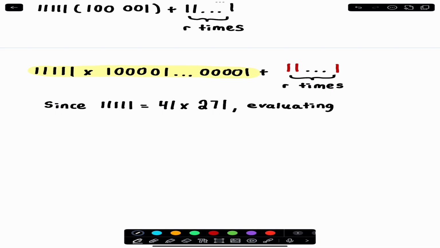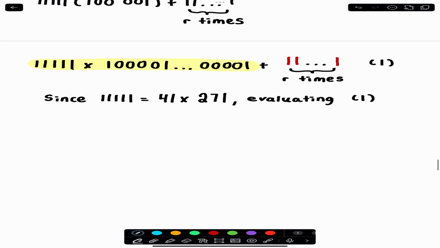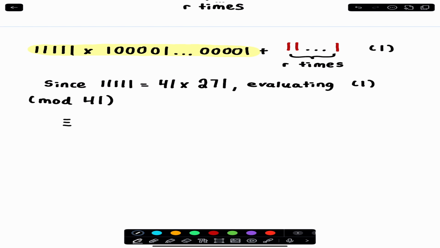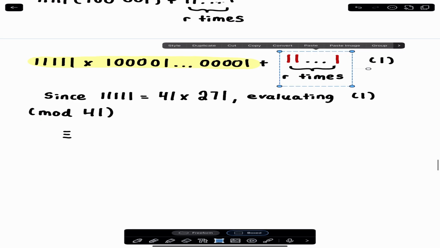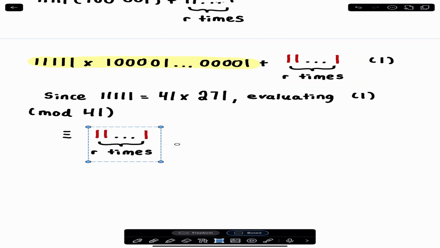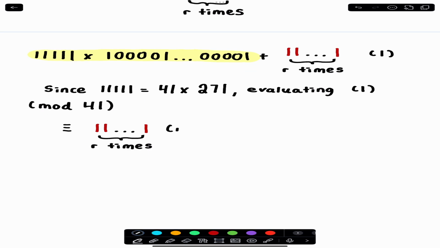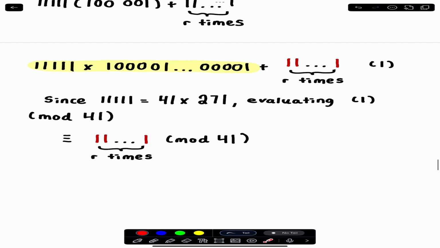When we do that, and I'm just going to go ahead and number this one, evaluating mod 41, we see that it is congruent to, well, that's a 0, so this entire thing is going to vanish, and in the end, all we're left with is this, mod 41. Because, remember, 11,111 is congruent to 0 mod 41.